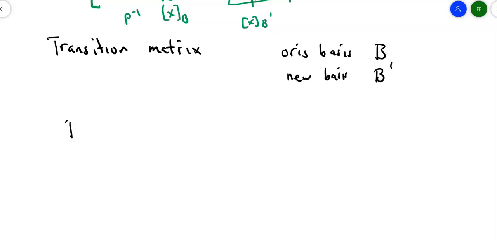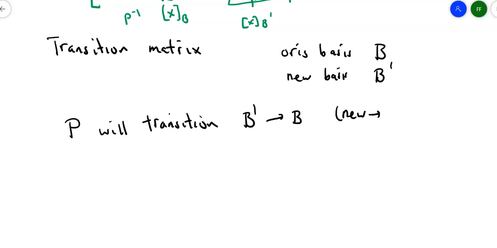So the matrix P will transition you from B prime back to B, right? From the new basis back to the old basis. The inverse will transition you from B to B prime, from the old basis to the new basis. Now, how do you find those? Well, if you can set up matrices and row reduce, remember back when we were originally finding inverses? It's the same thing here.